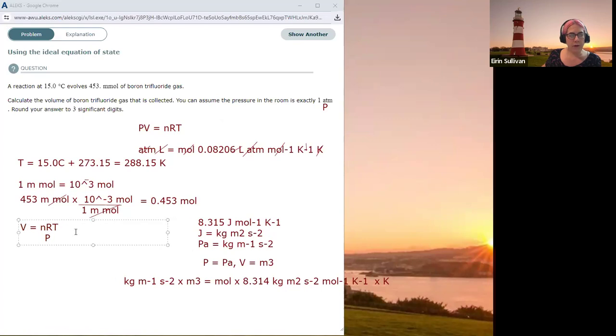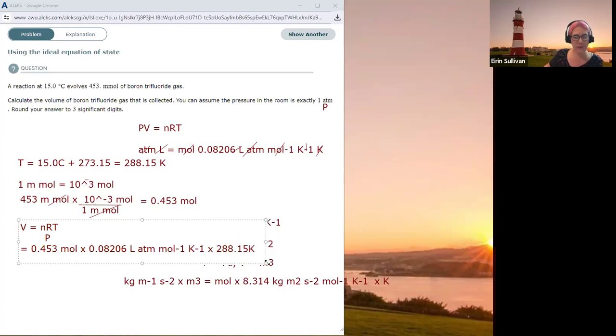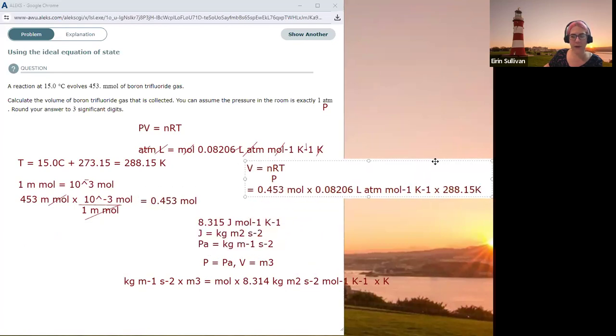So then my volume is going to be my number of moles, 0.453 moles, times the gas constant. Because I've got the pressure in atmospheres, and my volume is going to come out in liters, if I use the 0.08206 version of the gas constant, that's going to be fine. Liter atmospheres per mole per Kelvin. My temperature in Kelvin is 288.15 Kelvin. And then divide by the pressure, which is 1 atmosphere.